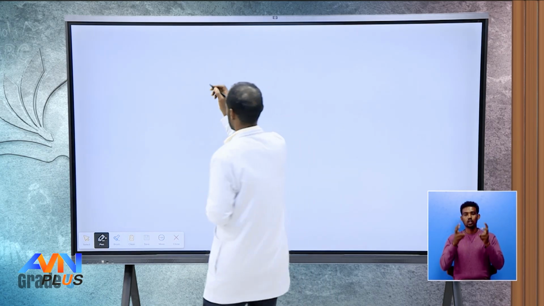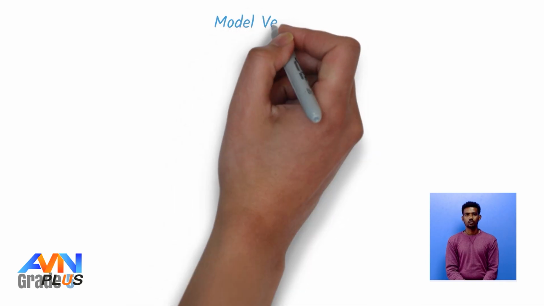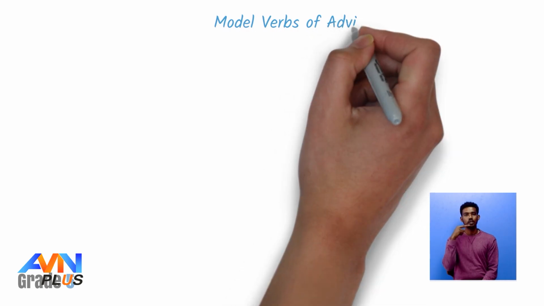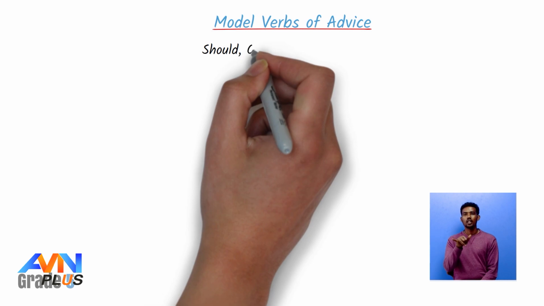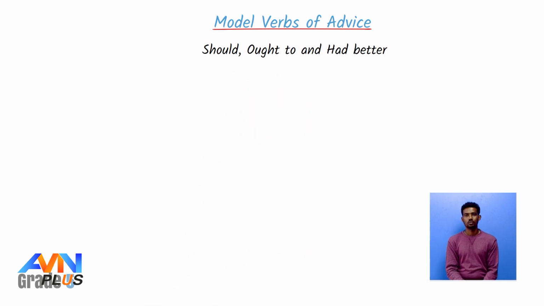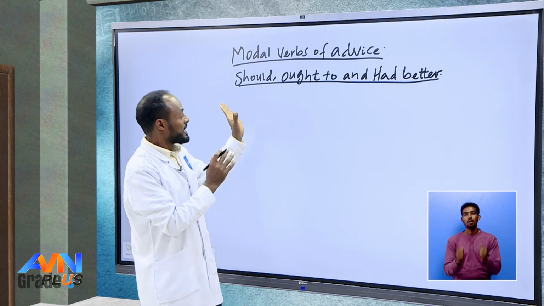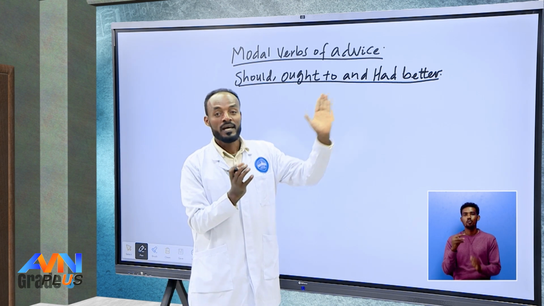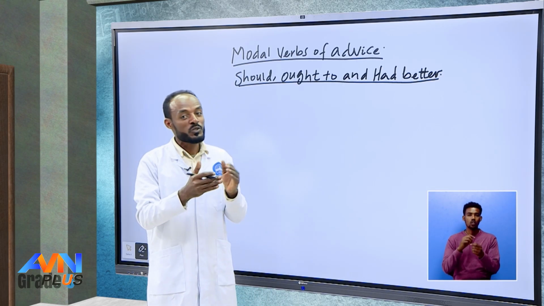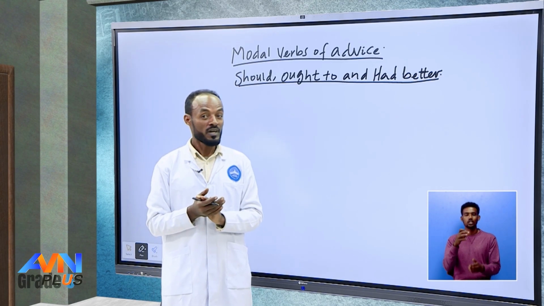Our today's topic is modal verbs of advice, just like should, ought to, and had better. Okay, students, at the end of our today's lesson, you will be able to differentiate the function of these modal verbs like should, ought to, and had better. And then you are going to change them into negative and question form. I hope you are ready.